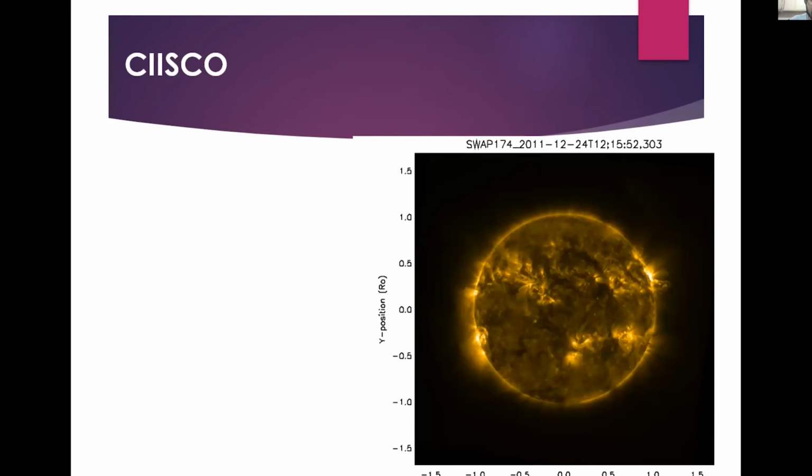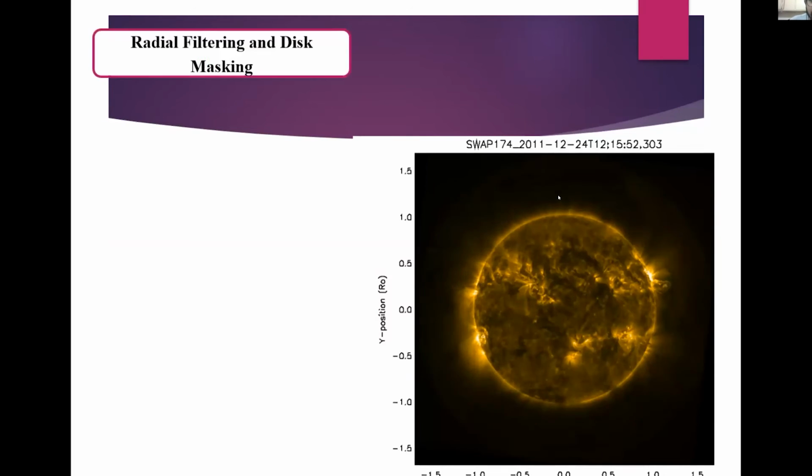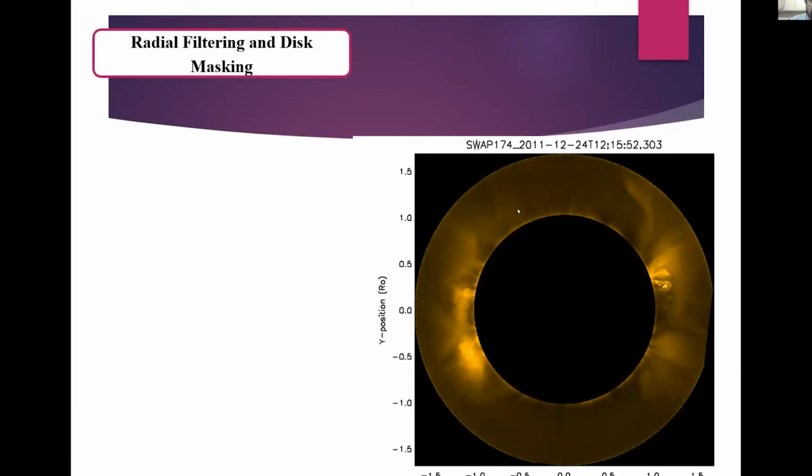Here I will first briefly describe how this algorithm works. We took the wide field of view image of SWAP for demonstration, as you can see here. Then we did radial filtering and masked the disk, as we were mostly interested in off-limb eruptive events only for the time being, because the field of view is limited and it is in emission wavelengths. So we chose to go with the off-disk eruptions.